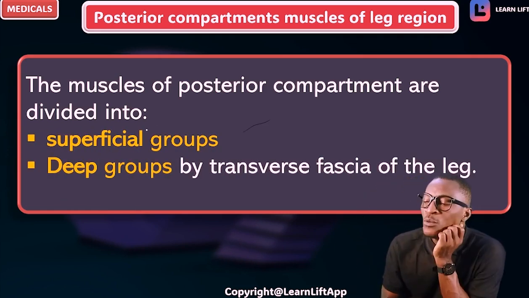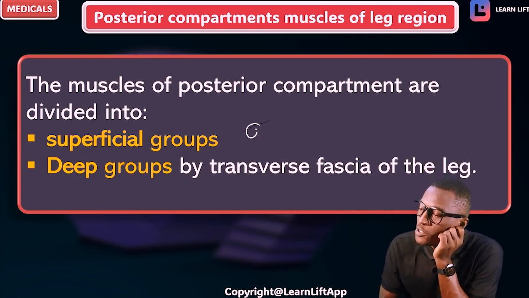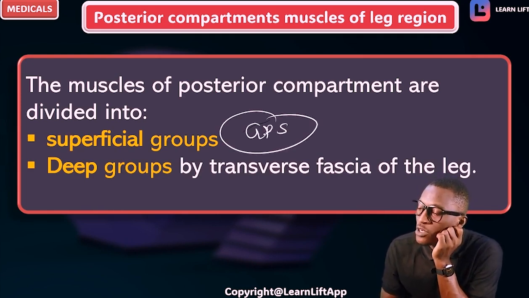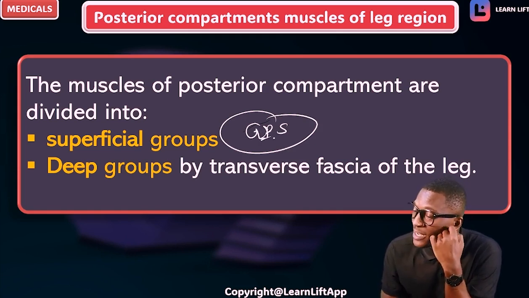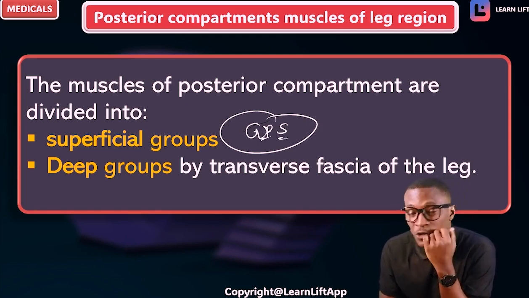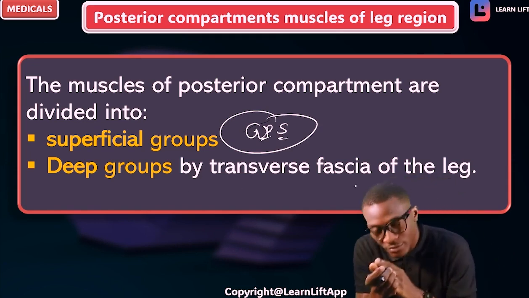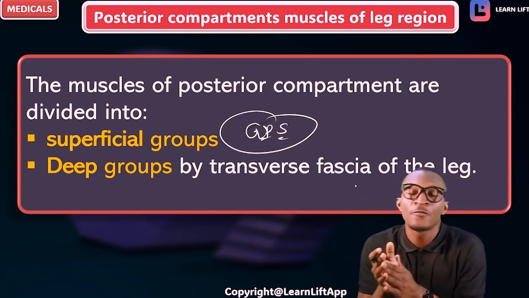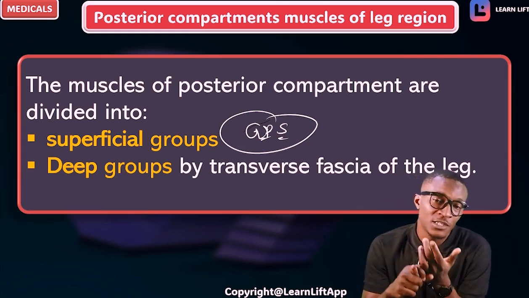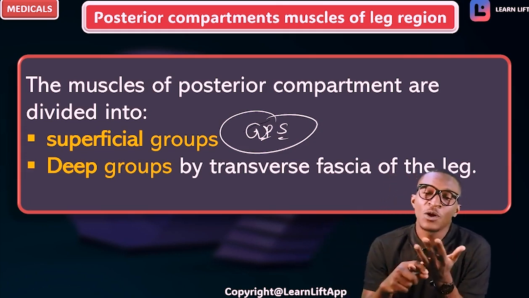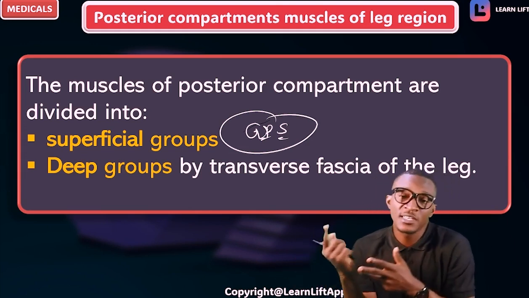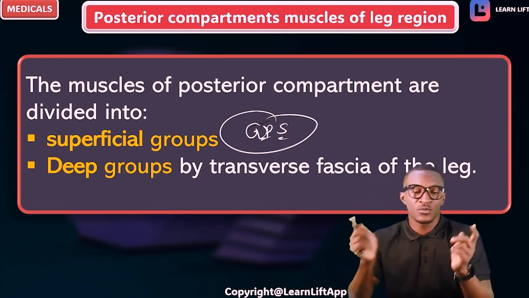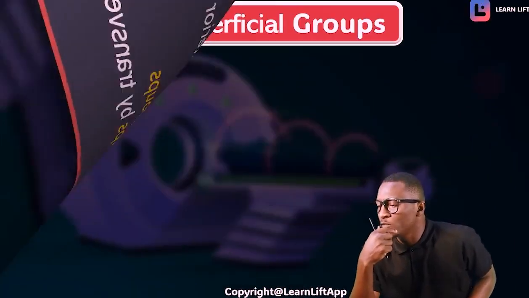Now look at it. The superficial group, I call them the GPS. We have the gastrocnemius, the plantaris muscle, and the soleus muscle. They are called the GPS. While the deep group is the opposite of your anterior. In the anterior, we have the fibularis, right? Then we have the extensor hallucis longus, extensor. Now we're going to have flexor. So let's see the muscles of this compartment.